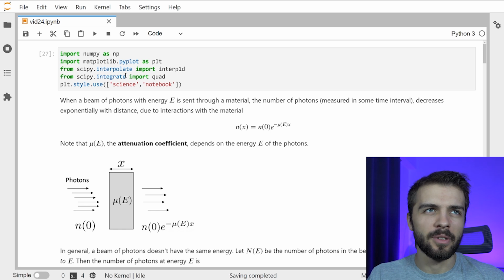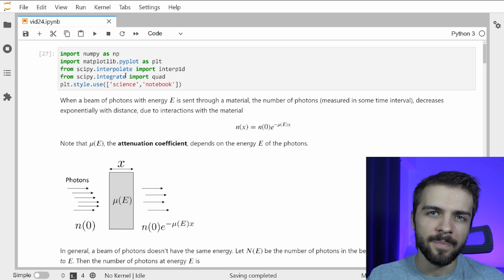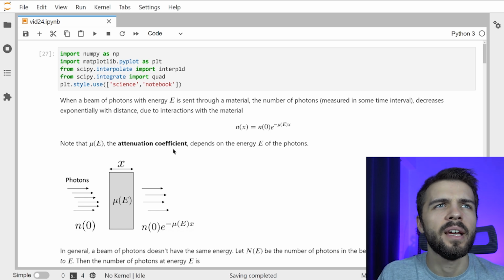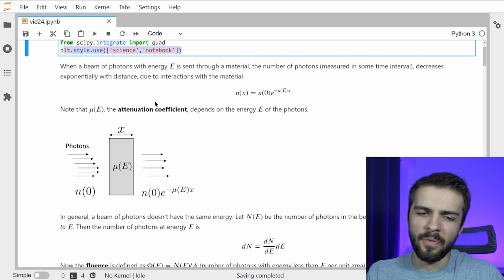So other than the typical NumPy and Matplotlib, we'll be doing a little bit of interpolation and a little bit of integrating. This video is a great intro to interpolation if you've never done interpolation of data before, and you'll see why it's useful. And we'll be using the SciencePlots Matplotlib package here, so that's everything up top. So we'll start with a little bit of theory.